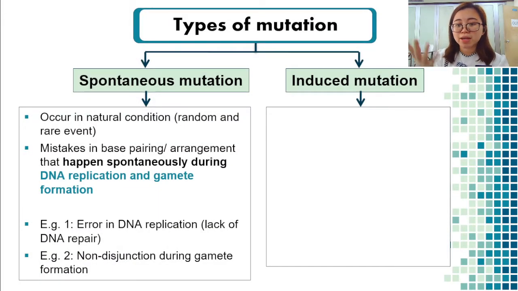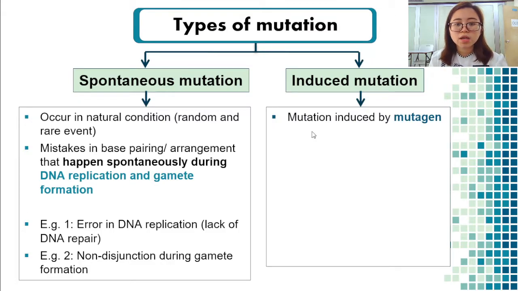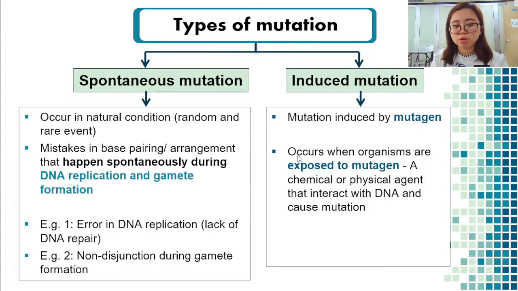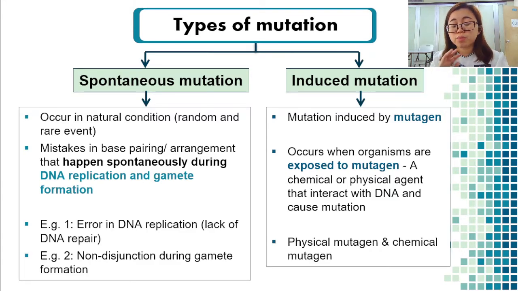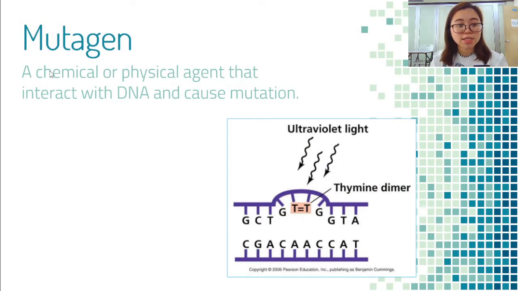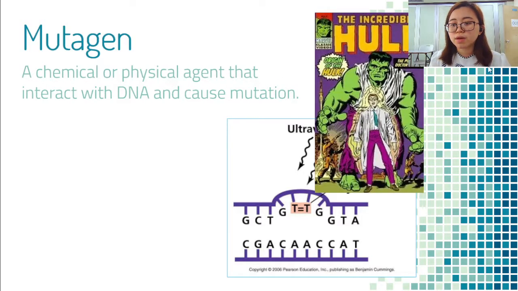All right, so let's get back to the second type of mutation. The second type of mutation is induced. Kalau itu adalah spontan, ini disebabkan oleh sesuatu. So, yang menyebabkan induced mutation adalah benda yang digelar sebagai mutagen. It's induced by mutagen. What is mutagen? Mutagen is a chemical or physical agent that can interact with DNA and cause mutation. And then mutagens, we have physical and chemical mutagens. Okay, ini definisi dia ya, mutagen, chemical or physical agent that interact with DNA and cause mutation.